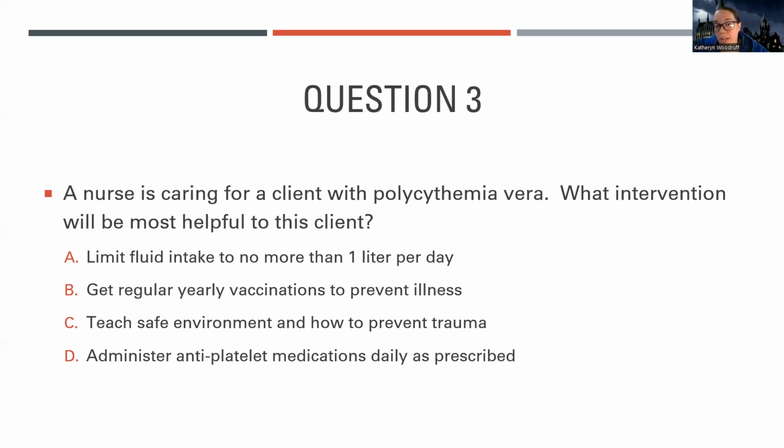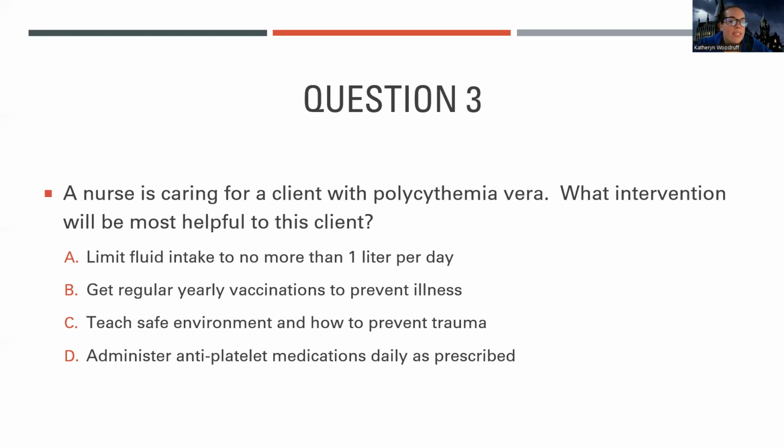So first, we have to remember what polycythemia vera is. Poly is many. So like aplastic anemia, A is without, so they're without cells. Poly is many or multiple, and they have many cells. They have high levels of all of their cells. So let's go through our answer choices. Our first choice is A, limit fluid intake to no more than 1 liter per day. If I have a whole bunch of cells, I remember you have really thick blood, and I think you want more fluid. So I don't think you want to limit fluid intake. I'm going to say that's incorrect.